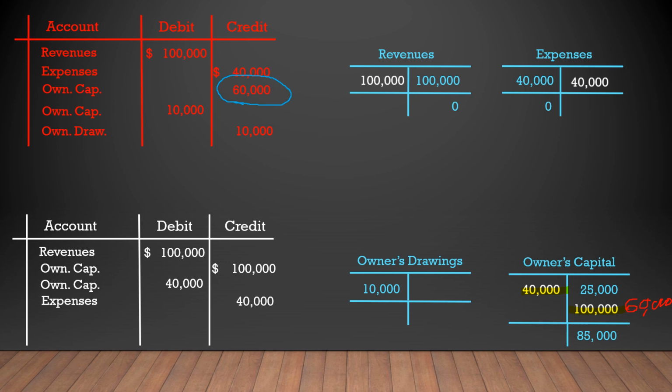In both instances, we credited owner's capital for the value of the year's net income. Then, we close out our drawings just as we did previously. When all is said and done, we have an ending credit balance of $75,000 in owner's capital, exactly as in the previous example.